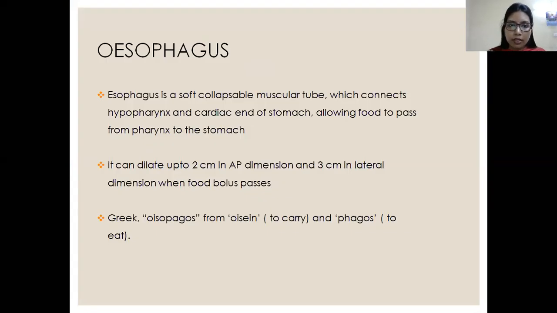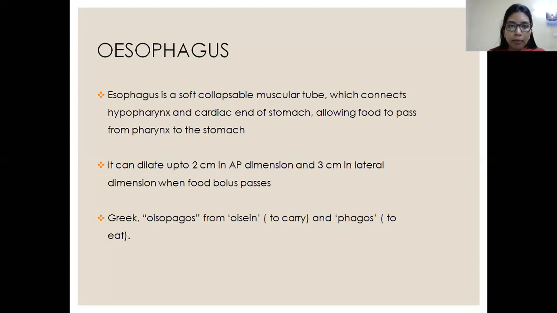So the esophagus is a soft, collapsible muscular tube which connects the hypopharynx to the cardiac end of the stomach. In doing so, it allows food to pass from the pharynx to the stomach. When a bolus of food passes through it, it can dilate up to 2 centimeters in the anteroposterior dimension and up to 3 centimeters in the lateral dimension.